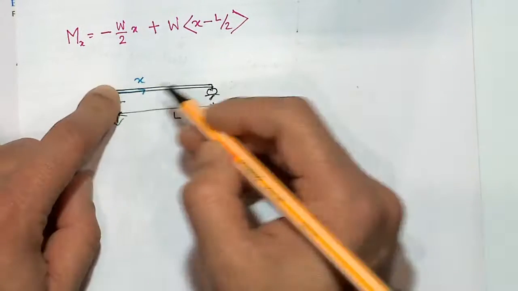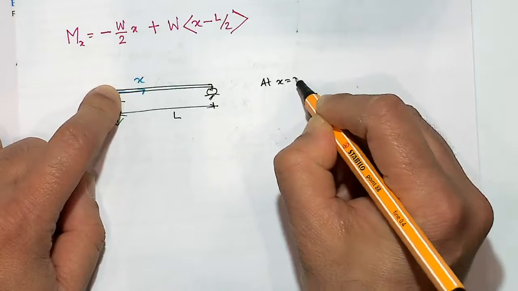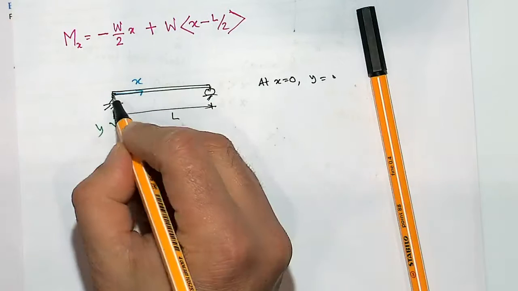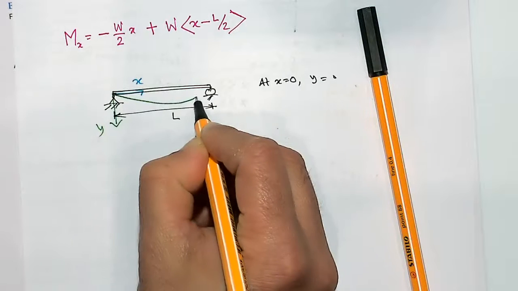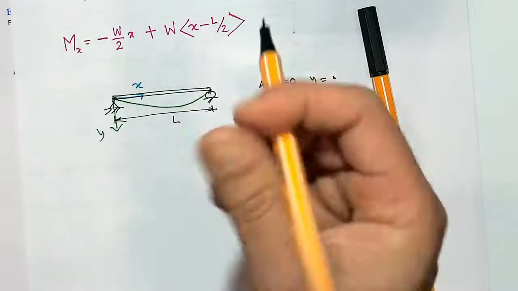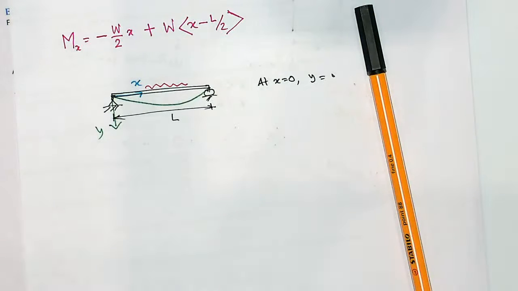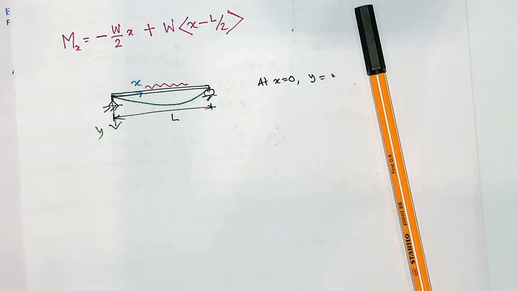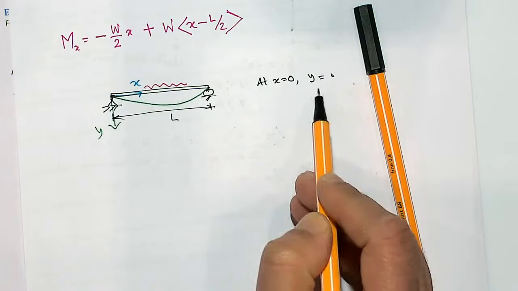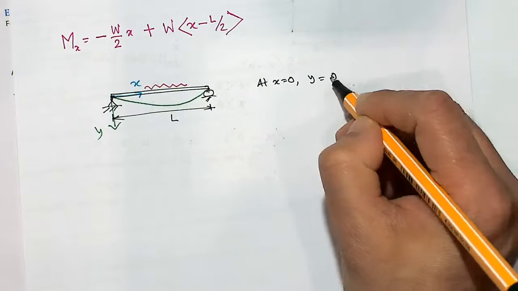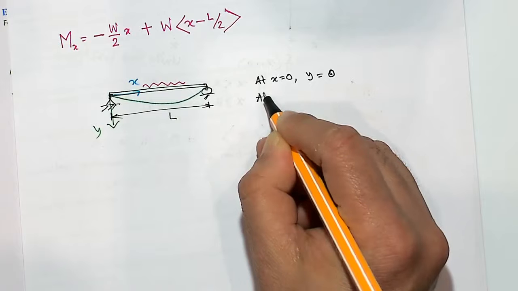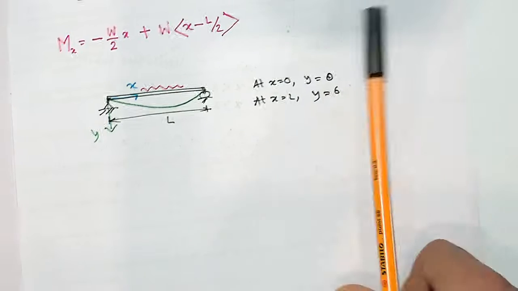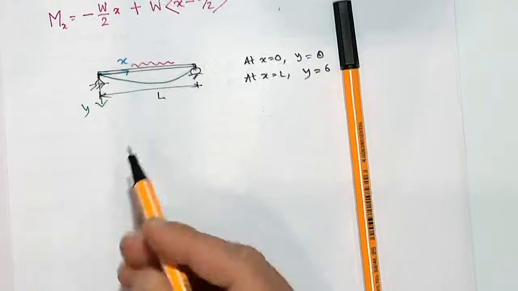So can I say at x equal to 0, y equal to 0? That means deflection is 0. Because if the load is downwards, this beam will deflect in this way. If the load is upward, of course it will deflect upward, but at the support there will be no deflection. So at x equal to 0, y equal to 0. And the other one, at x equal to L, which is at this point, y equal to 0.